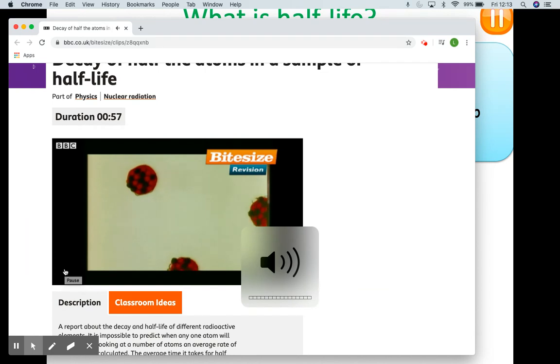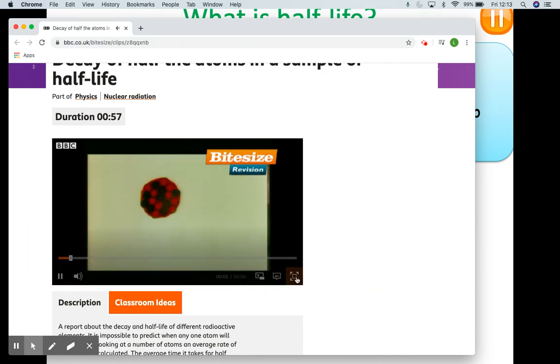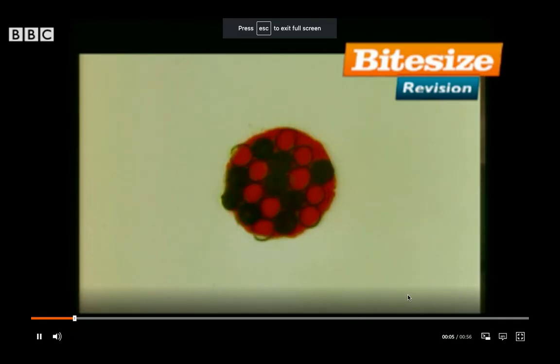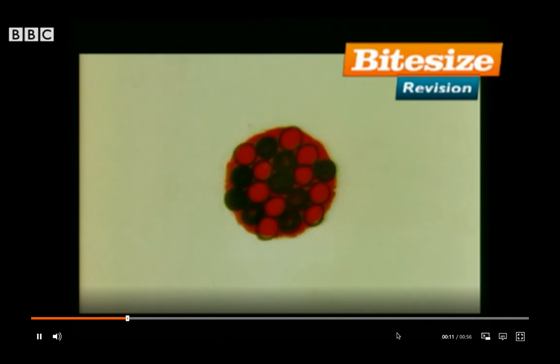On average, different radioactive elements take different times to decay. Looking at an individual atom, it's completely impossible to tell when it's going to pop. It could happen in the next few seconds. It might take 1,000,000 years. There's absolutely no way of knowing.